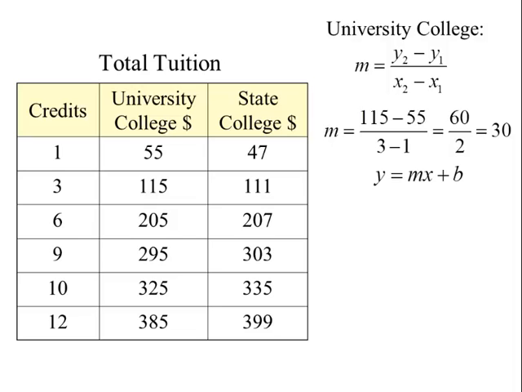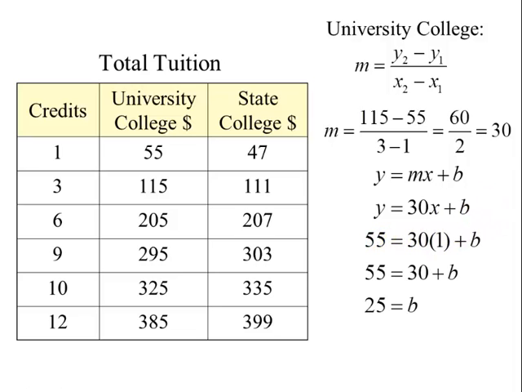Now we need to compute the y-intercept. We know that m is 30. To find b, I pick a point. I'm going to use the first point. Y is 55, x, the number of credits, is 1. I multiply that by my slope, which is 30, and then I subtract that from 55, and we have b is 25. So the equation is y equals 30x plus 25, where x is the number of credits and y is the total tuition cost.